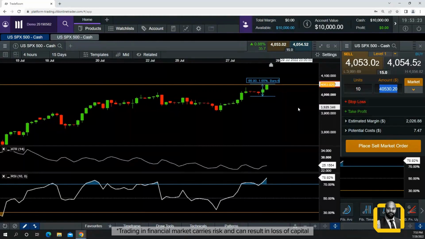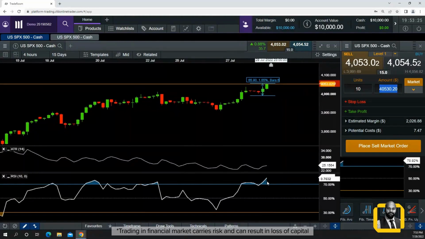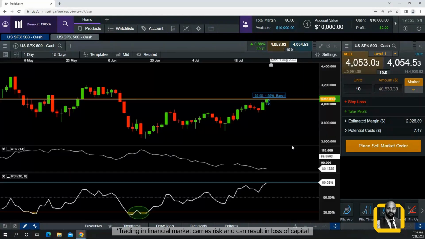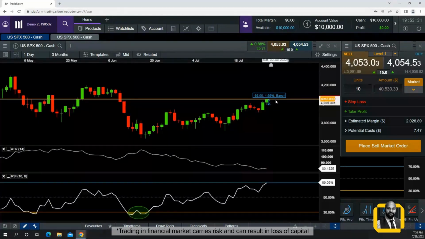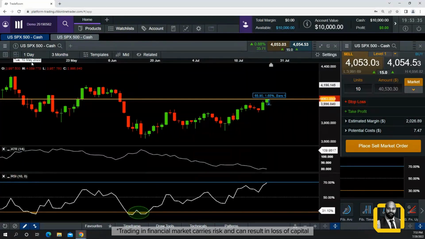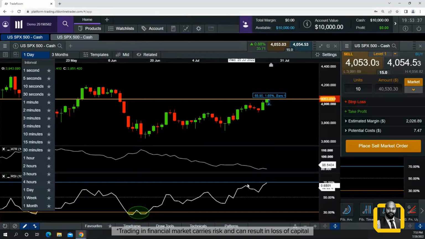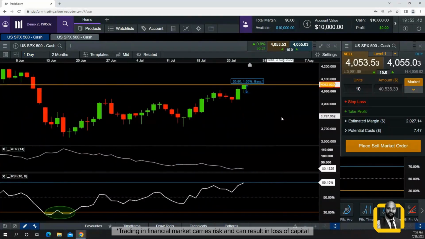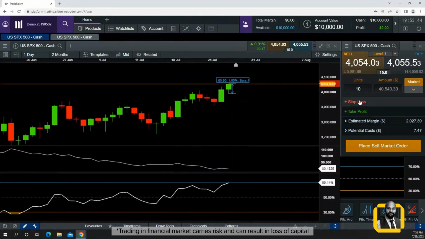Now on a short position, why am I taking a short position? One is on my daily time frame, the ATR has shown me that it can move $80. Pretty much almost an $80 move has happened for the day. But at the same time, RSI on a shorter time frame, including one day, is almost at overbought. Now I would take a short position.